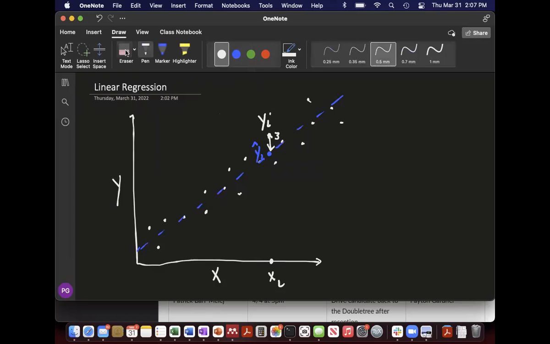And we'll call that, oh, that's not what I want. That error is not 3. That error is called, we'll call it epsilon sub i. And that is the error between the true value and our estimated value right here.